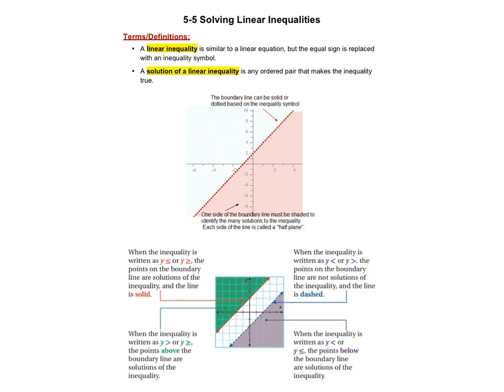This is 5-5, solving linear inequalities. So this is just like graphing an equation. There's a couple little differences. One of them is that there's not an equal sign. That's what makes it a linear inequality, right here.